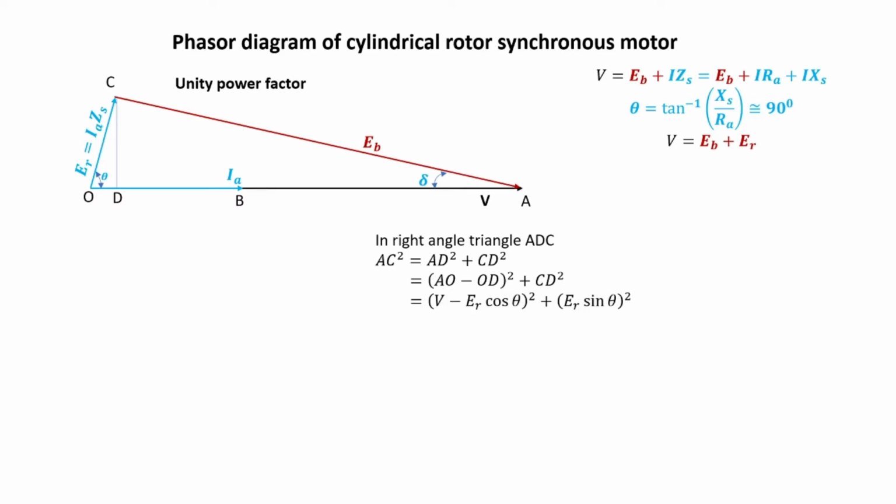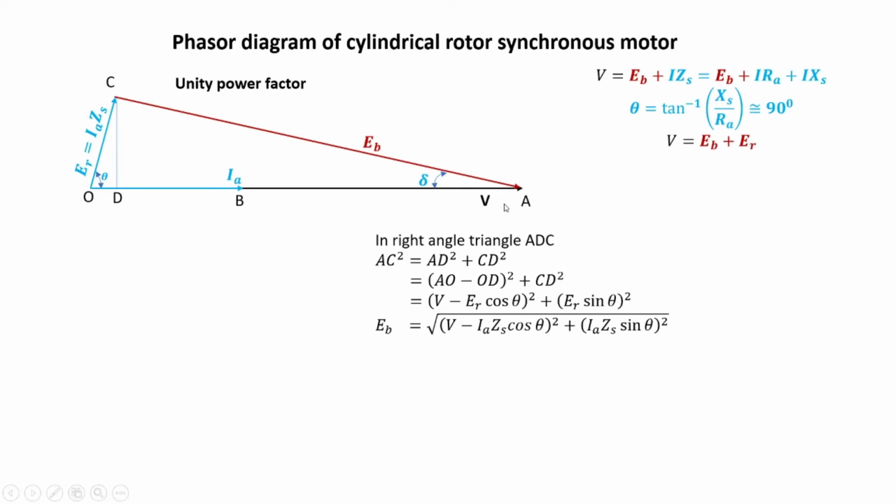and OD is equal to, from this small right angle triangle ODC, the hypotenuse is IAZS or ER. So from this we can find out the expression for OD and CD. Substituting, the expression for AC square becomes (V minus ER cos theta) square plus (ER sin theta) square. What is ER? ER is equal to IAZS. So substituting, EB is equal to root of (V minus IAZS cos theta) square plus (IAZS sin theta) square.